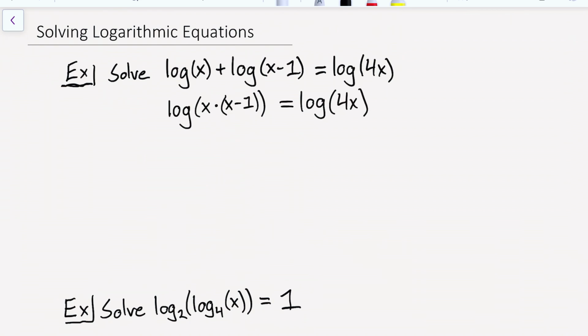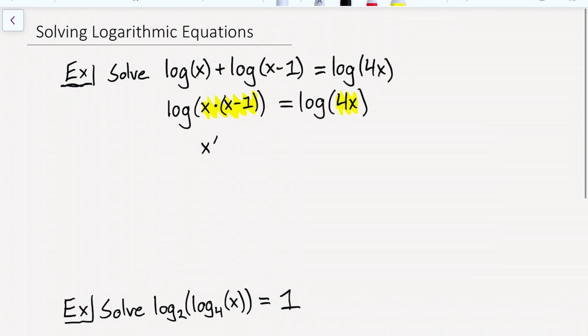Now I can use the one-to-one property of logarithms and say that because these two logarithms are equal to each other, the inputs must be equal to each other. So we end up with the equation x times x minus 1 equals 4x. Let's solve this quadratic equation for x.